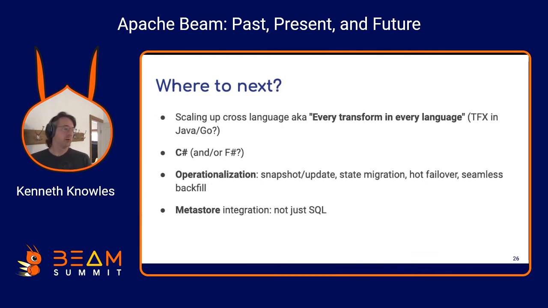Okay, but where do we need to go? Well, the number one thing, scaling up cross-language, right? Every transform in every language. We've got a number of special transforms that are in some SDK or another, and you really want to use them in other SDKs, right? TFX is available for the Python SDK. You want to use it in Java and Go. You have SQL for the Java SDK. You want to use that in Python and Go, right? We need to find ways to make this seamless and make more and more available.